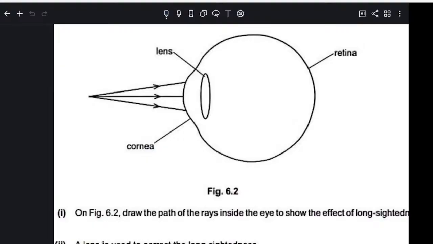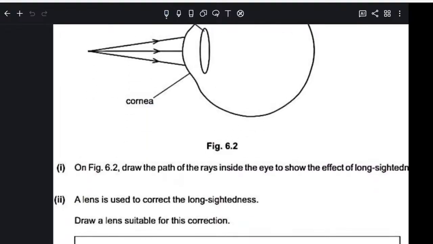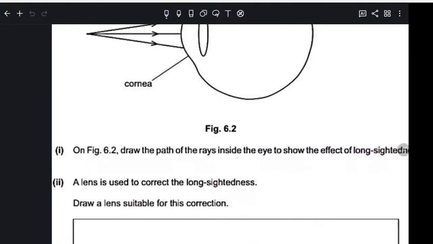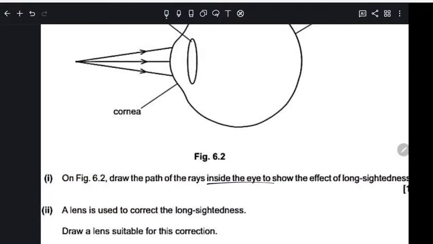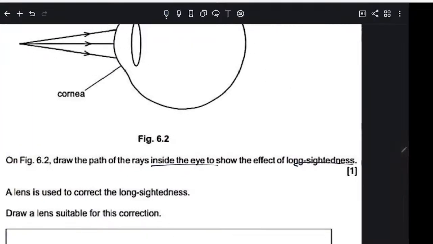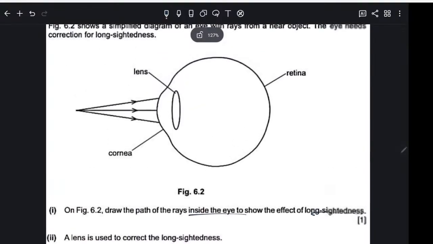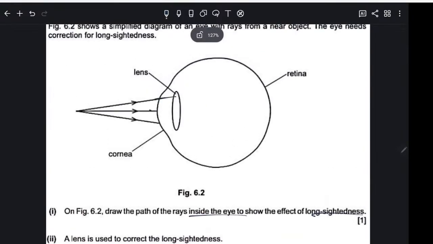Right, so how do you correct it? Or draw the path of rays inside the eye to show the effect of long-sightedness. They want you to draw the path to show the effect of long-sightedness. You just do this. Then you put this one. Then you put this one. Then you make them meet outside your eye. This is the effect of long-sightedness. Are we together? You know what it is.